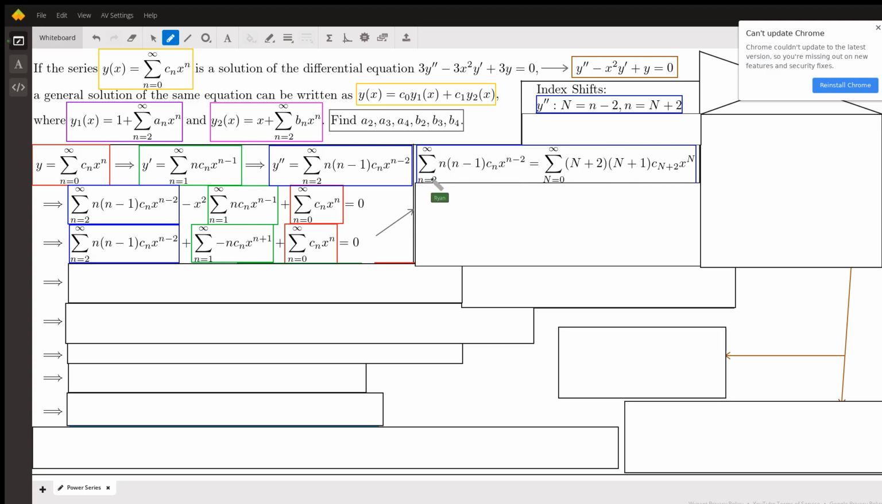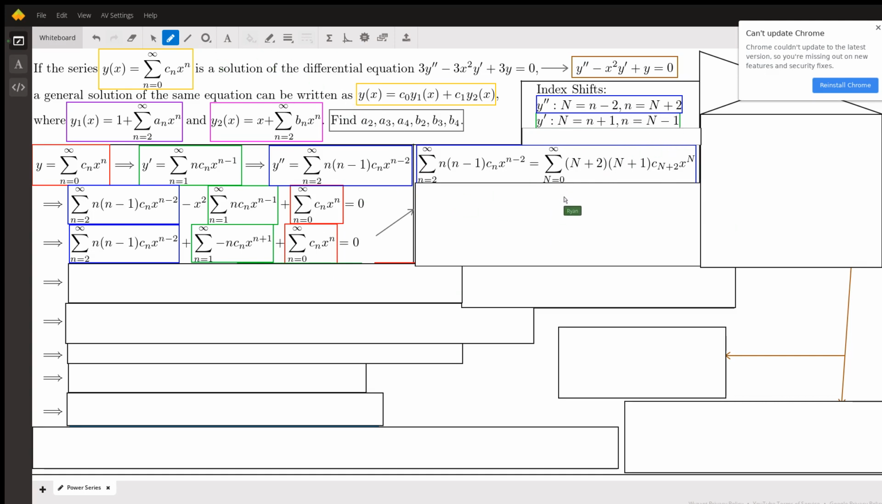As for the bounds, well, when lowercase n is 2, capital N will be 2 minus 2, which is 0. When lowercase n is infinity, capital N will also be infinity. And then we're going to do a similar thing for the other two sums. So for the green sum, we'll let a substitution. So we're substituting this lowercase n plus 1 in for capital N. And therefore, lowercase n will equal capital N minus 1.